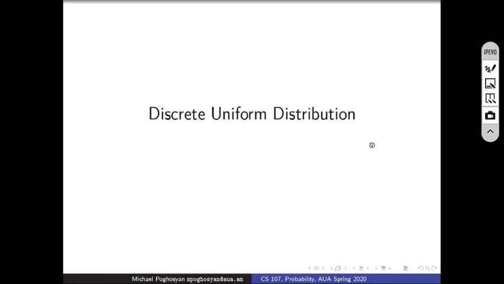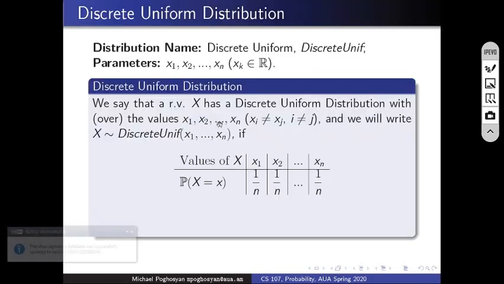Okay, so our first discrete distribution, the discrete uniform distribution. So the distribution name, sorry, I need to close this. So the distribution name is discrete uniform or discrete unif.